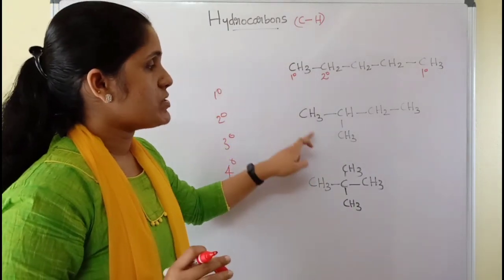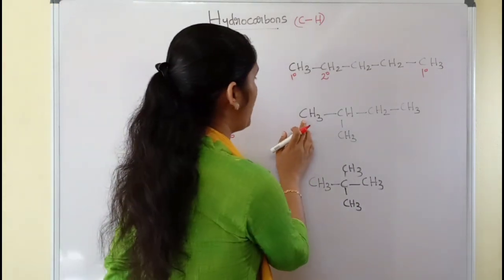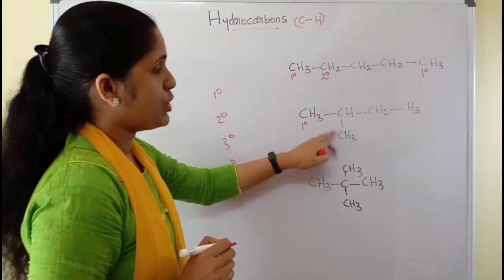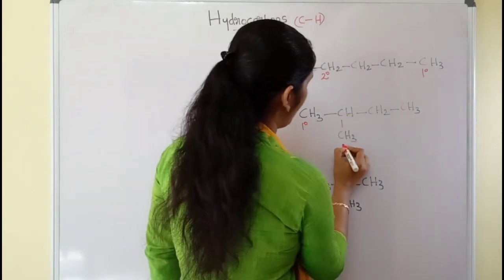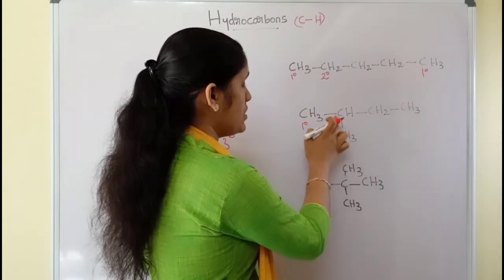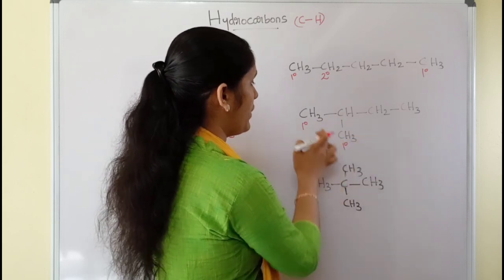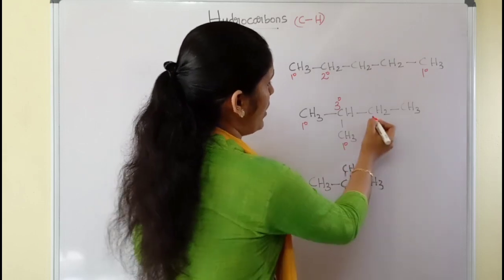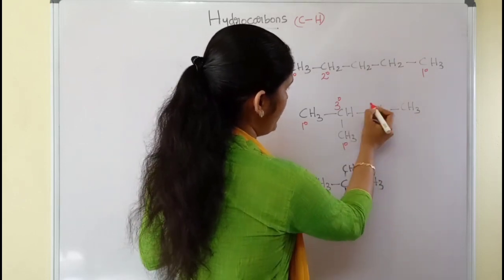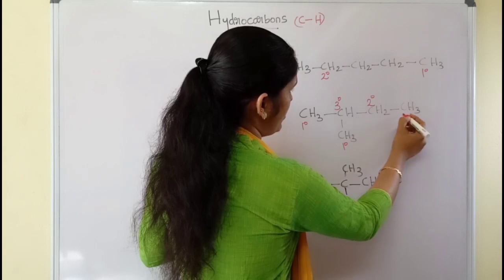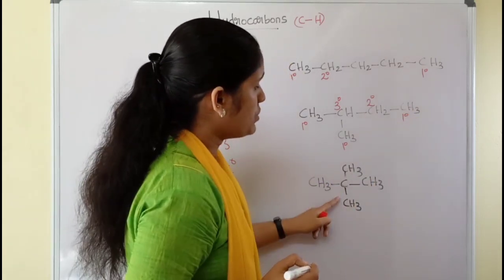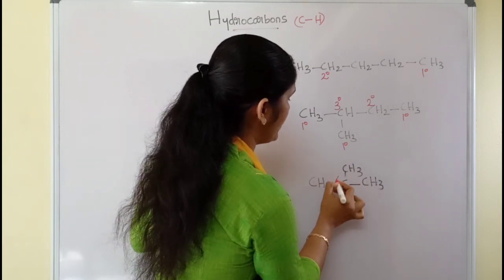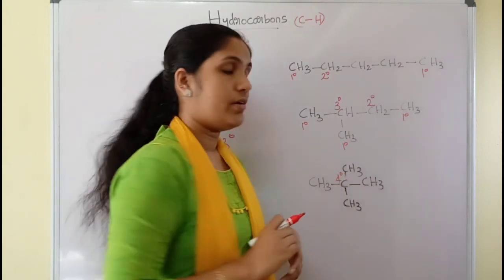Coming to the second compound, here we can see this carbon is attached to only one carbon, so this is primary, and this CH3 is also connected with this CH3 only, so this is primary. But this carbon is connected to 3 other carbons, 1, 2 and 3. Therefore this is tertiary carbon. And this is connected to 2 other carbons, therefore this is secondary, and this is primary. Coming to this compound, the central carbon is connected to 4 other carbon atoms. Therefore this is what? Quaternary carbon atom.